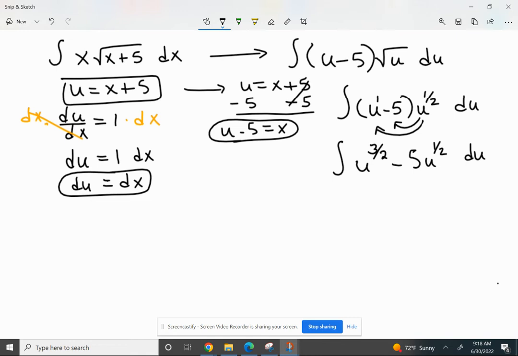Now I have just things added or subtracted together. That's so much easier to find the integral of. So I have u to the 3/2 minus 5u to the 1/2. Let's just go ahead and integrate this. For u to the 3/2, I need to take 3/2 and add 1. So 3/2 plus 2/2 gives u to the 5/2.